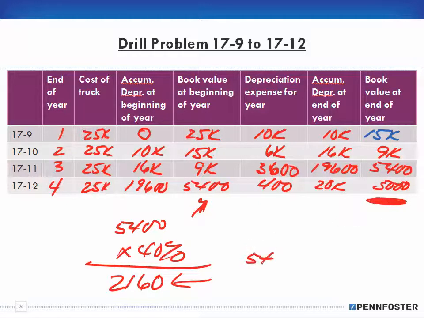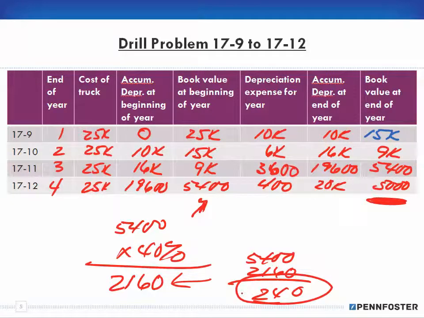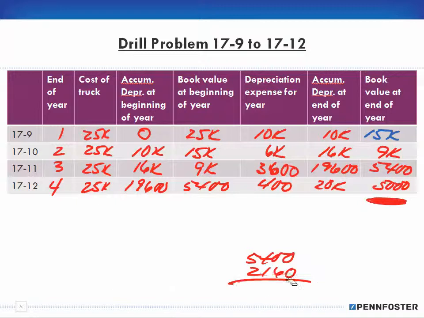So 5,400 plus 2,160. 4 from 3 is 2. I would only have $240. I'm sorry, 2,000. Let me see. That's 3,200. No, that's not right. Well, let me do it out, because let me do the math. Okay, so back up just a second.